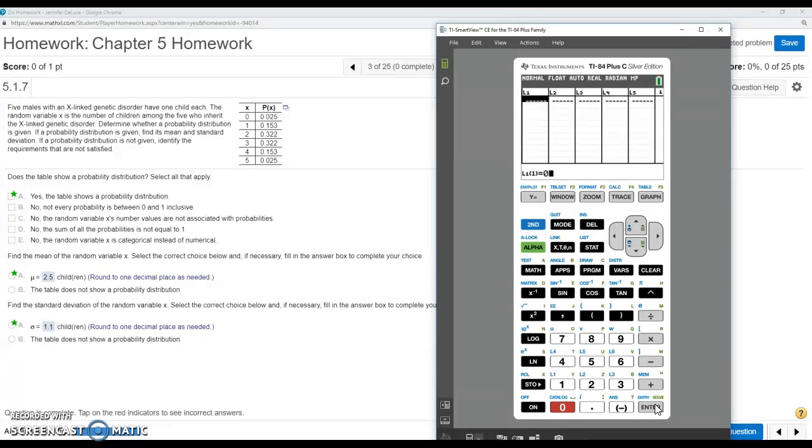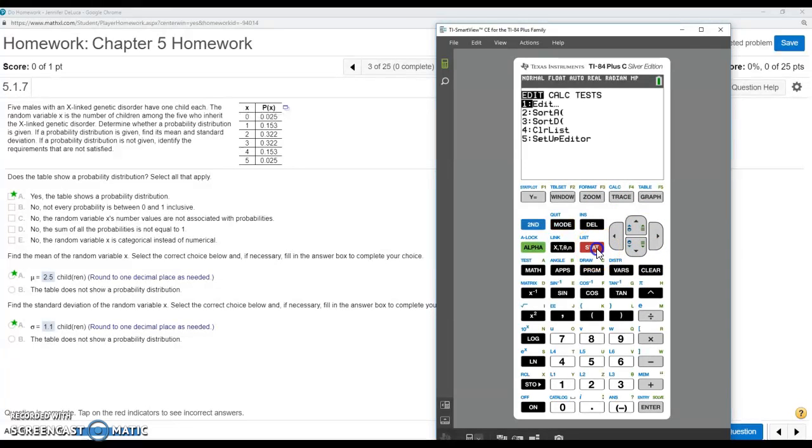In L1, we're going to put all of the x values. So I'll put in 0, 1, 2, 3, 4, and 5. And in L2, we're going to put in all of the probabilities. Once we do that, we need to get out of this screen. So hit second, quit, and it'll take you back to the home screen where you normally do your arithmetic.